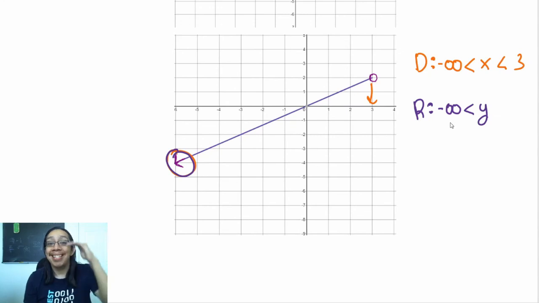And now, what is the highest point on our graph? Highest point's right here. What's the y value? It's positive 2. So that means this is going to be positive 2.